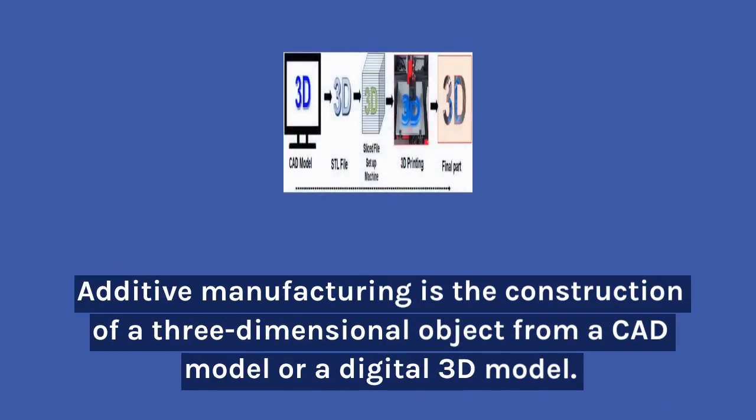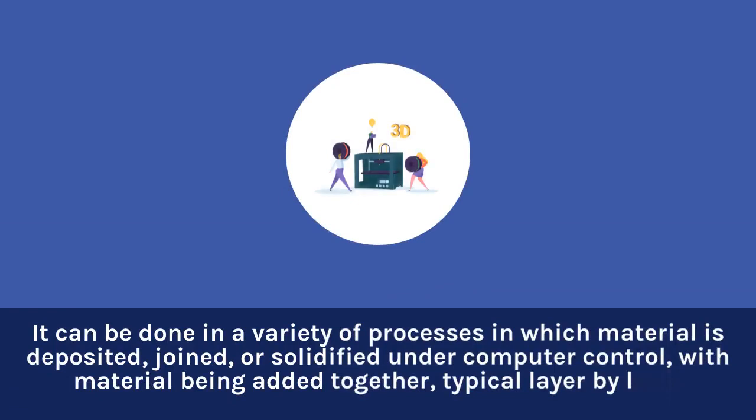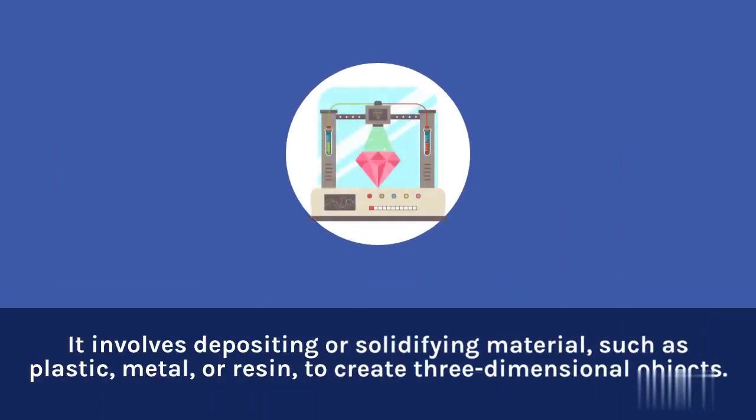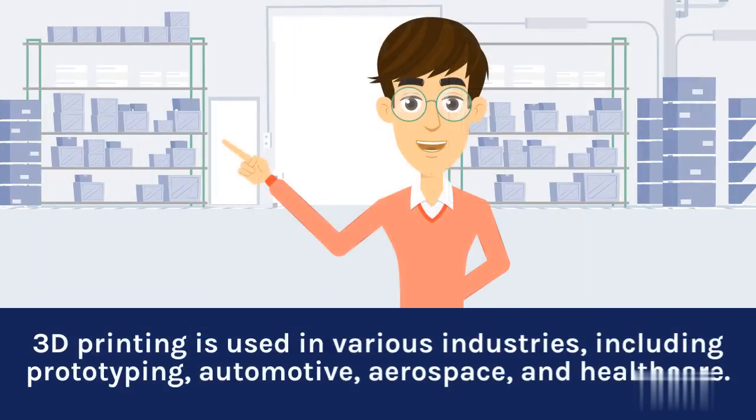Additive manufacturing is the construction of a three-dimensional object from a CAD model or a digital 3D model. It can be done in a variety of processes in which material is deposited, joined, or solidified under computer control, with material being added together, typically layer by layer. Additive manufacturing, also known as 3D printing, builds objects layer by layer using digital models or designs. It involves depositing or solidifying material, such as plastic, metal, or resin, to create three-dimensional objects. 3D printing is used in various industries, including prototyping, automotive, aerospace, and healthcare.